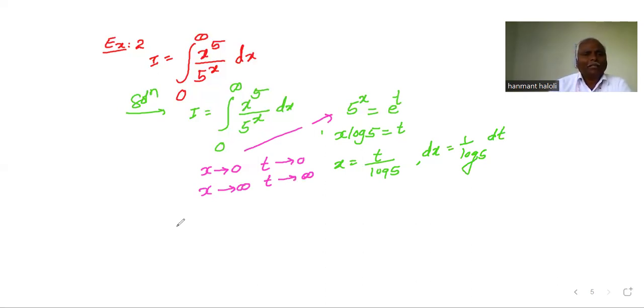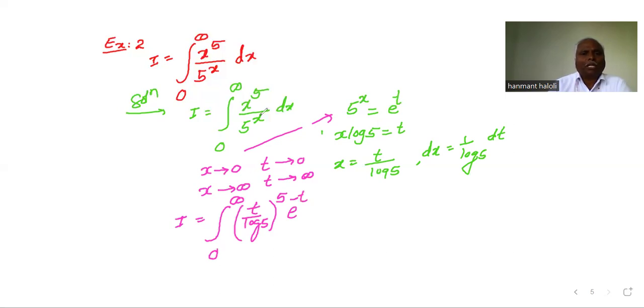Now the given integral I can be written as the integral from 0 to infinity of x raised to 5. Keep that as it is; the other part we can convert into terms of t. x raised to 5 is t upon log 5 raised to 5, into e raised to minus t.